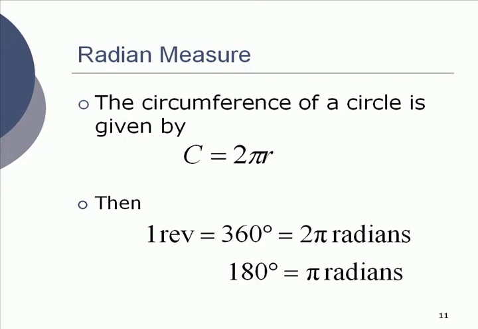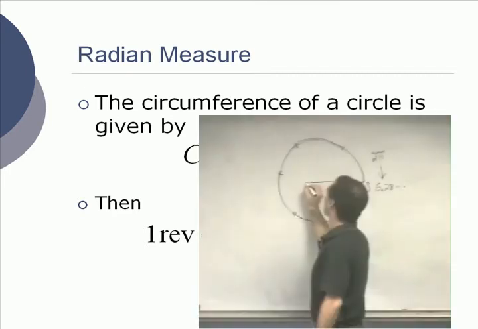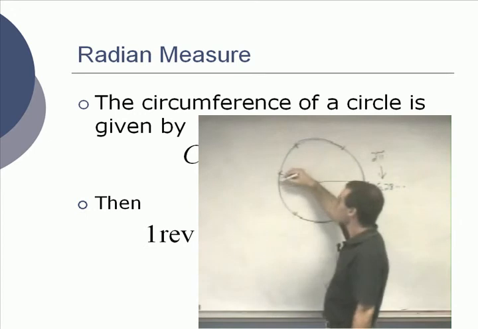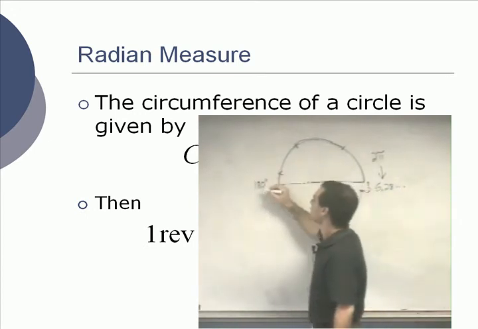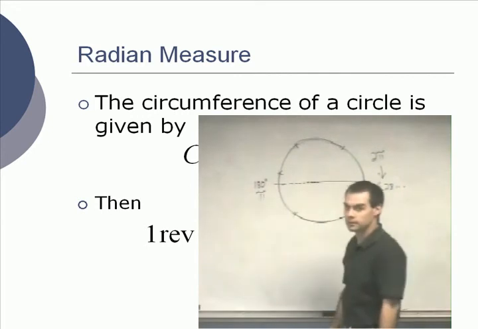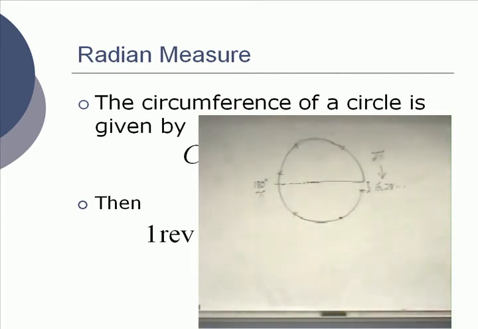So there's the conversion factor that we want. 1 revolution is 360 degrees, or in other words, 2 pi radians. And the bottom one is particularly useful. Half that circle, 180 degrees, is just a little bit more than 3. Or in other words, that is pi. So 180 degrees is pi radians. It's a conversion factor that we'll be using a lot.